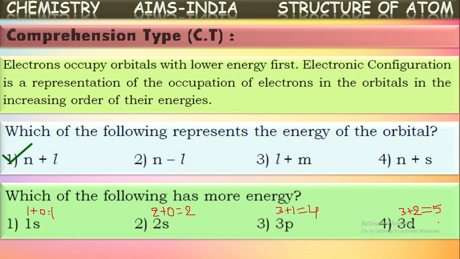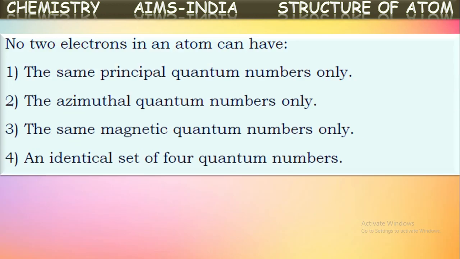Now which has greater energy? Obviously the fourth one. And if any two orbitals have the same n plus l value, then we have to compare their n values separately. The orbital which has the greater n value will be considered as having greater energy. Okay, next question.